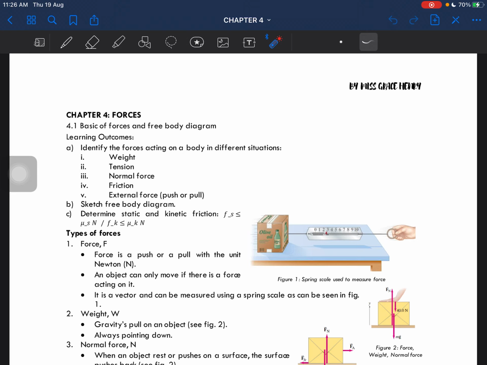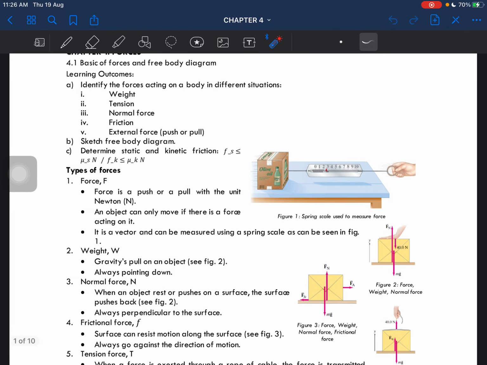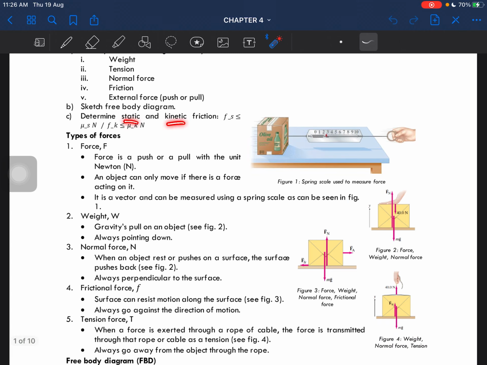Right? So the first subtopic is basic of forces and free body diagram. In this subtopic, you need to be able to identify the forces that act on the body in different situations. So these 5 forces are the forces that you need to be able to identify when you come across a body that is experiencing several types of forces. You have to identify the weight, the tension, does it have normal force, friction, or any external force. After identifying, you should be able to sketch the free body diagram. And then you should also be able to determine the static and kinetic friction.